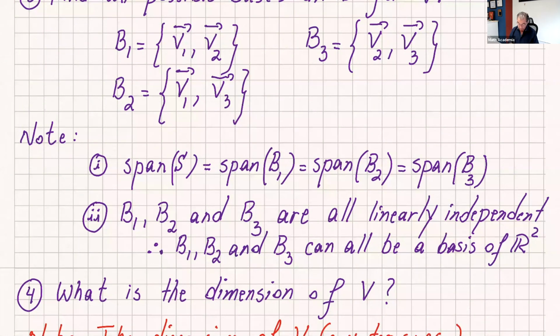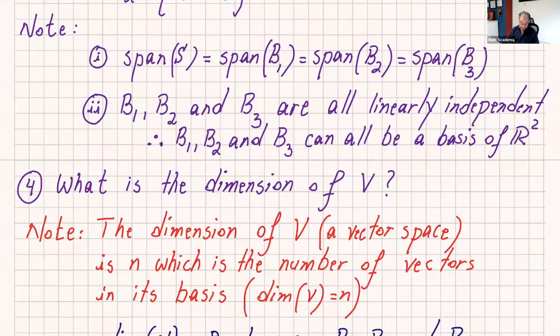Therefore, B1, B2, and B3 can all be a basis of R2. Remember, we don't have to have one basis only. You can have many bases. However, the number of vectors in those bases has to be the same.